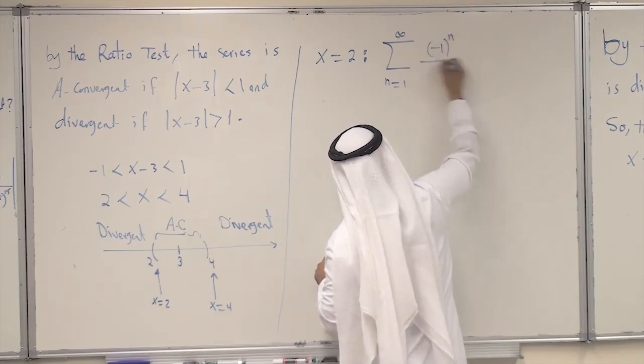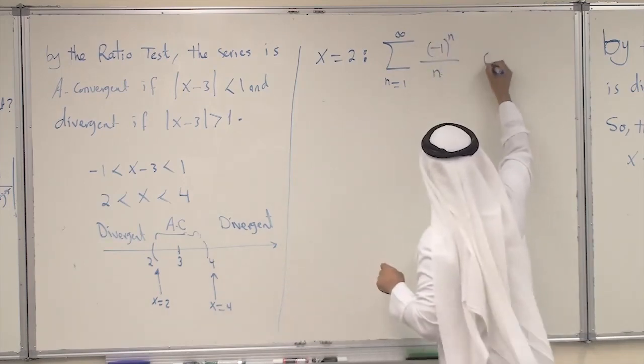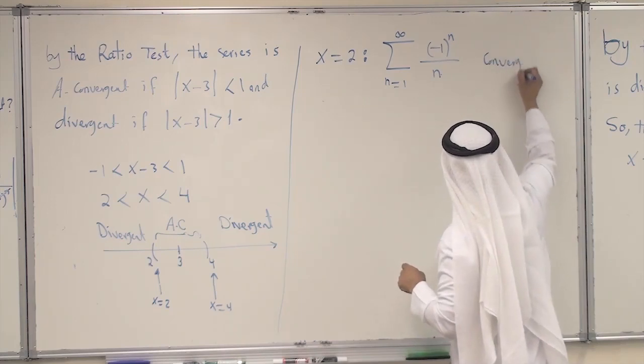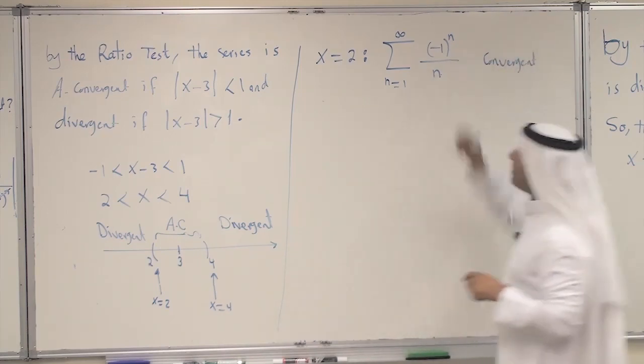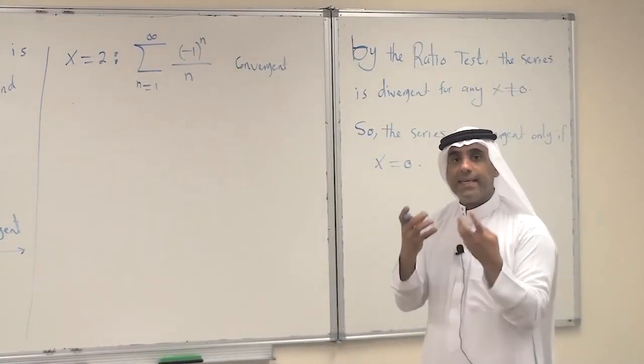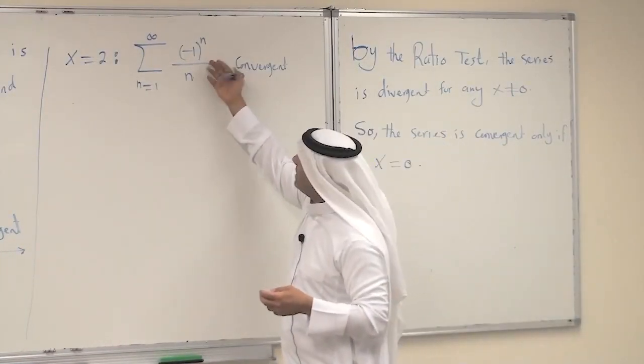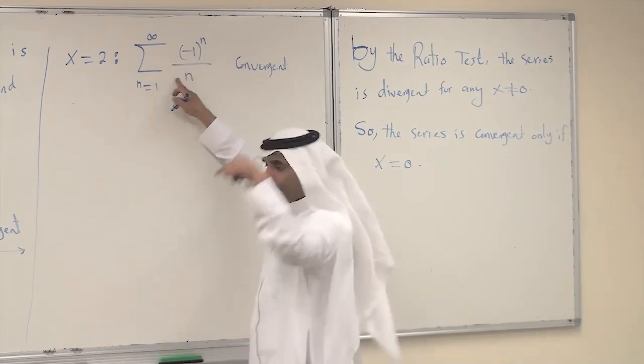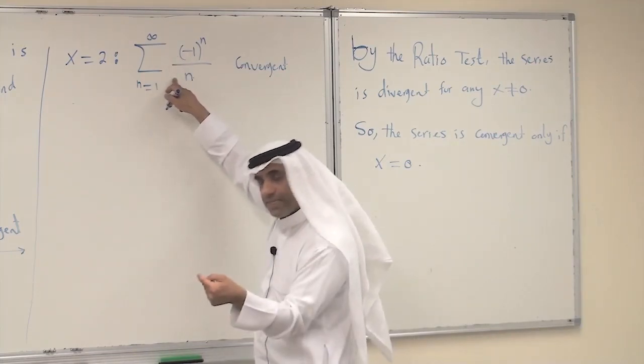Minus 1 to the n over n, which is what? Convergent. Now, this is very famous. We did it before. It's convergent by alternating series test. This is an alternating series. Pn is 1 over n, decreasing and goes to 0 as n goes to infinity.